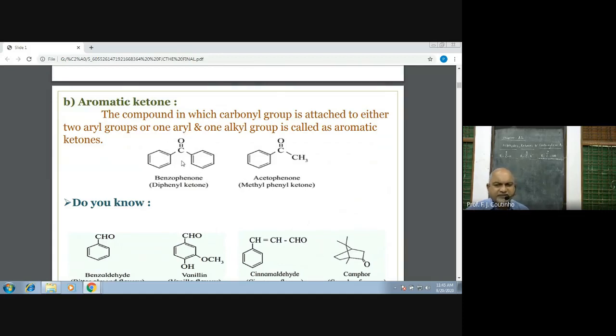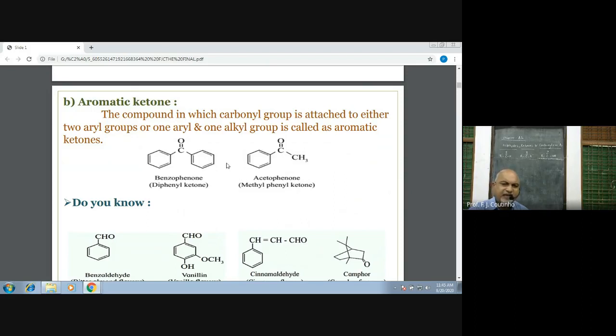A compound in which the carbonyl group is attached to either two aryl groups, which is here, or one aryl and one alkyl group is called an aromatic ketone. So both these examples are aromatic ketones. Why? Because there is an aromatic ring here. It is benzophenone because there are two aromatic rings. But in this case, there is one aryl and one alkyl group, and that's why it is called acetophenone. It is also known as methyl phenyl ketone. Methyl is here, phenyl is here, ketone.